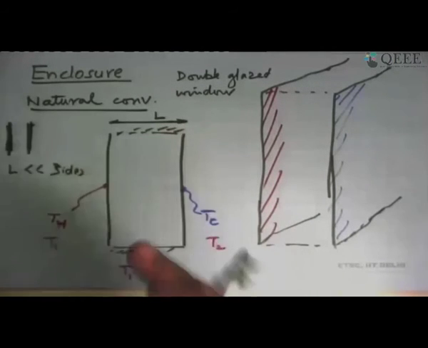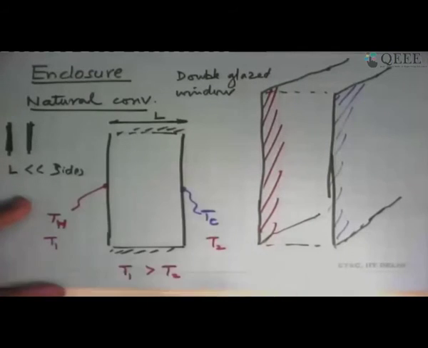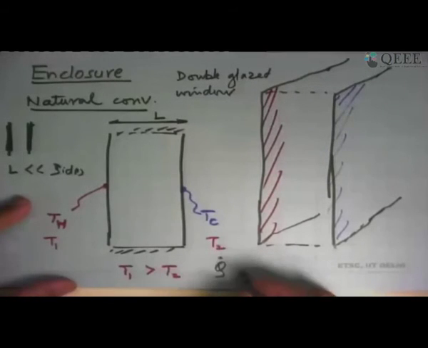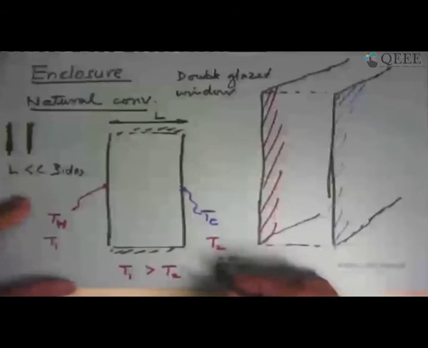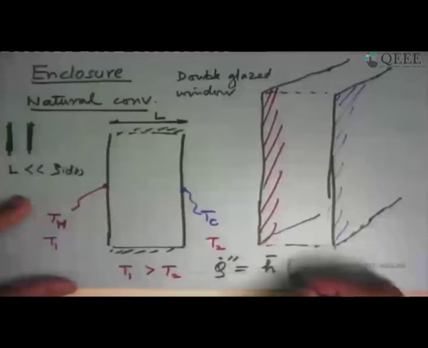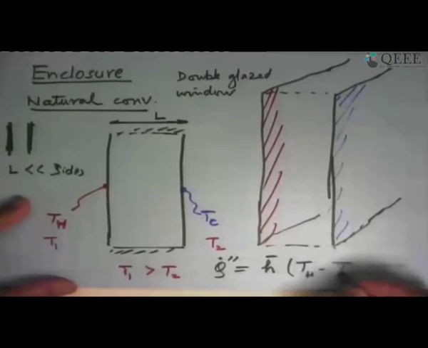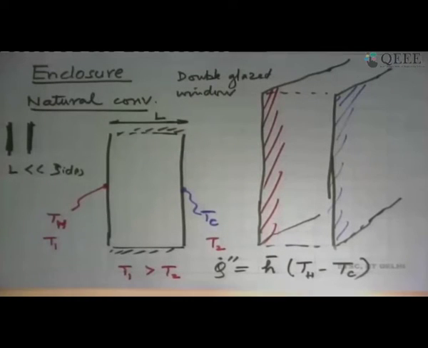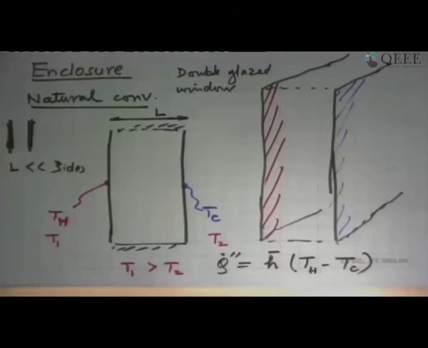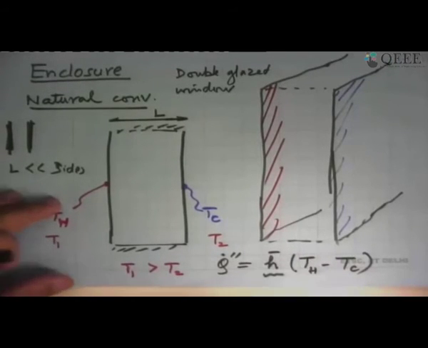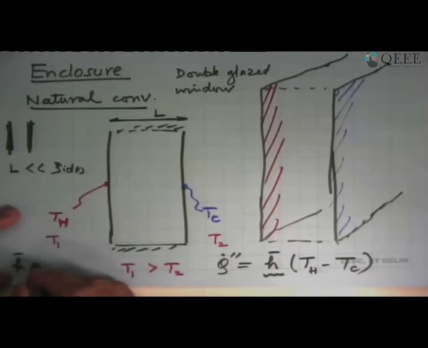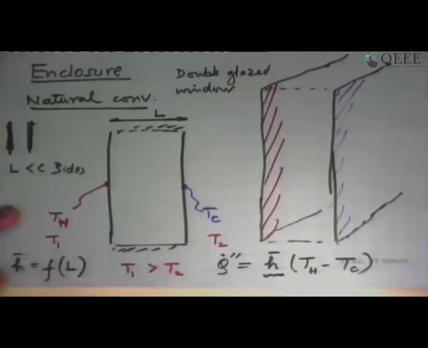And now we want to ask what is the heat transfer rate between this and this. So we will say this is Q dot double prime, because it's a very large plate. Q dot double prime, heat transfer rate per unit area, is some sort of an average heat transfer coefficient times Th minus Tc. This is what we want. There is no T infinity in this problem, so there is no infinite fluid here. What does this average heat transfer coefficient depend on? It depends on the fluid mechanics of what's going on over here, and that is a function of L.